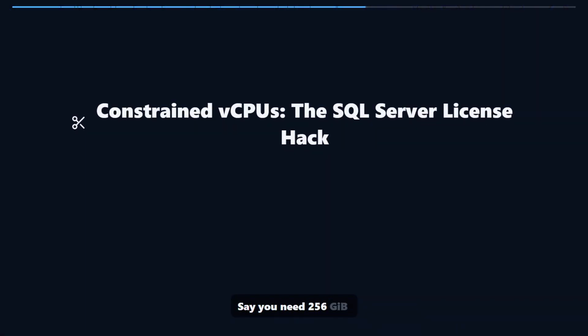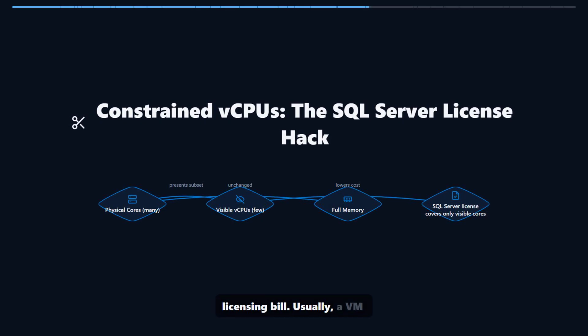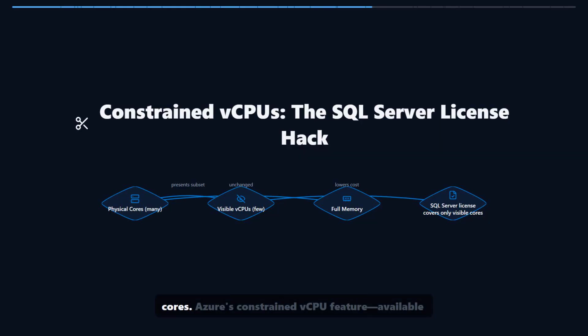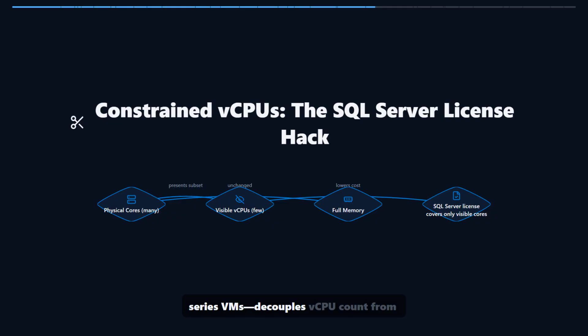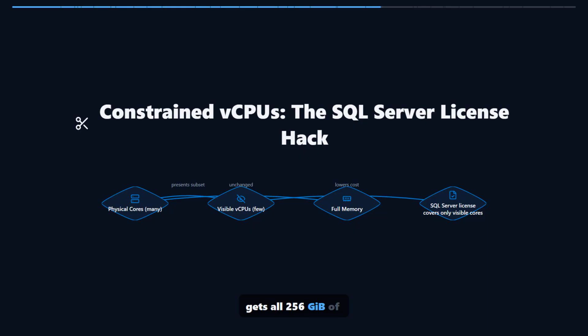Say you need 256 GB of RAM for SQL Server, but you dread the per-core licensing bill. Usually, a VM with that much memory would have 32 vCPUs. And SQL Server would charge for 32 cores. Azure's constrained vCPU feature, available in certain E and M series VMs, decouples vCPU count from memory. The hardware has 32 physical cores, but the VM presents only 8 vCPUs to the OS. The VM still gets all 256 GB of RAM.